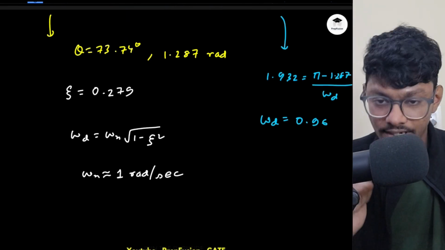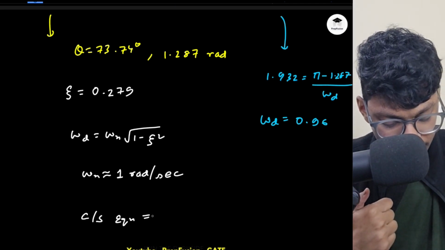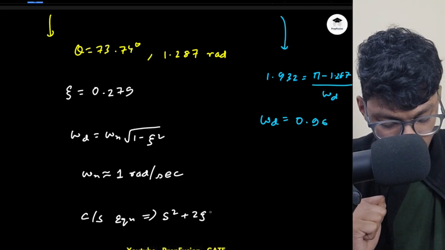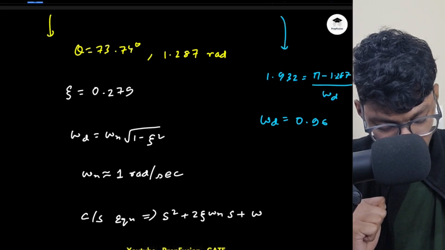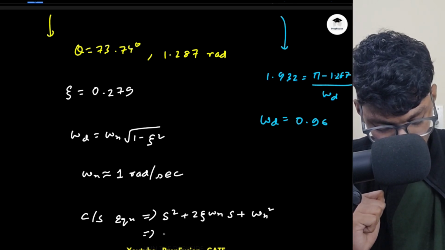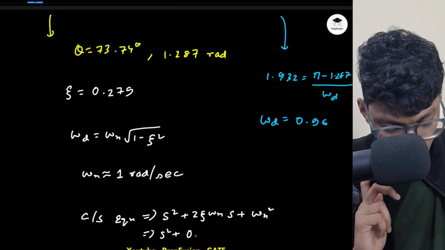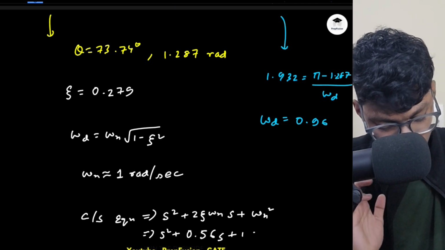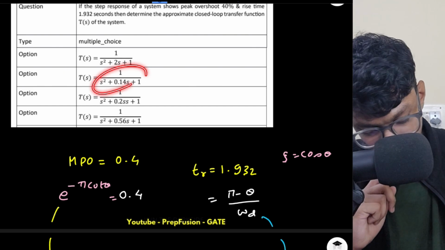So from here I can make my characteristic equation. What will be the characteristic equation? The standard characteristic equation of a second order transfer function is s square plus 2 zeta omega n s plus omega n square. So it is s square, zeta is 0.28, 0.28 into 2 is almost 0.56, s, omega n is 1, equals to 0. This is the characteristic equation. So the denominator should be s square plus 0.56 s plus 1.